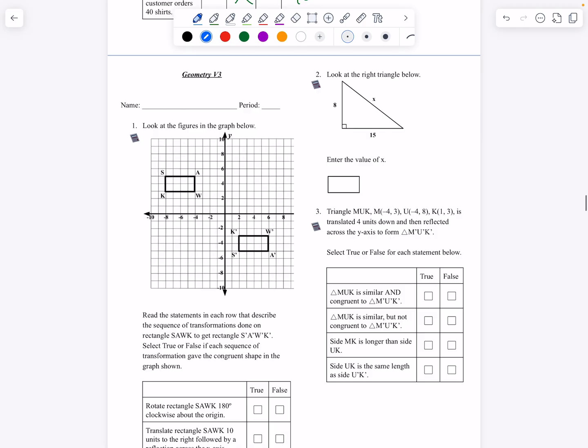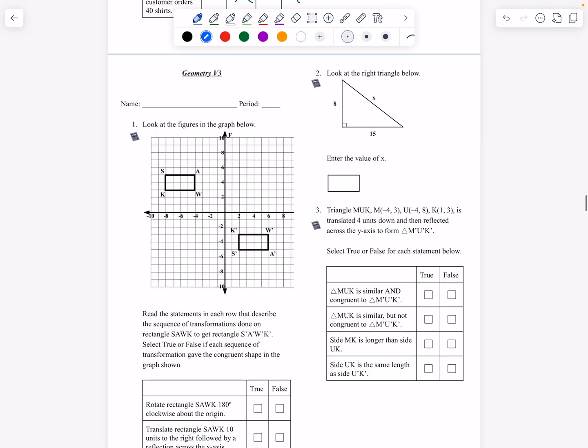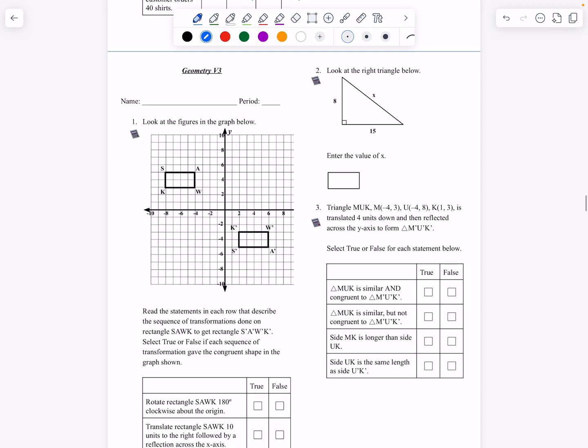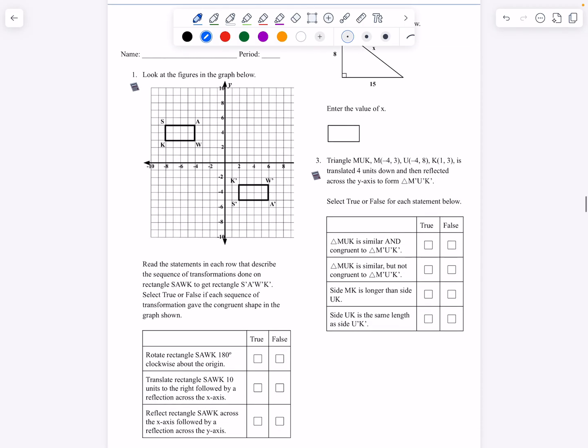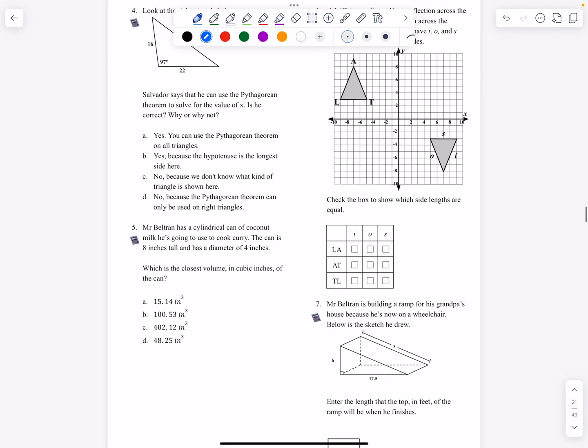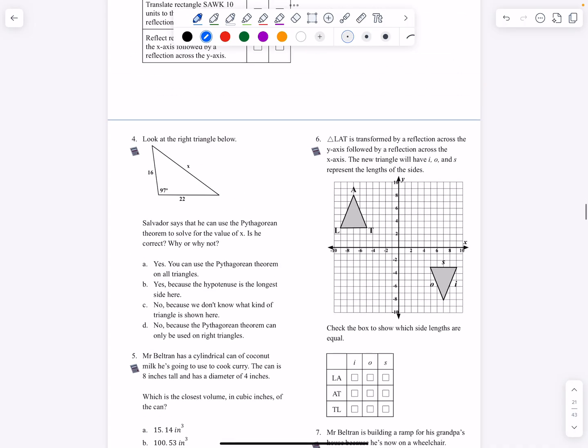Number 2, right triangle. And remember, every time I think about right triangles, my brain automatically goes to a squared plus b squared equals c squared. Okay, good old Pythagorean. All right. And I got another triangle, reflected, some more transformations, Pythagorean theorem again, volume. Oh, okay, volume's a new one. All right. And then more transformation.